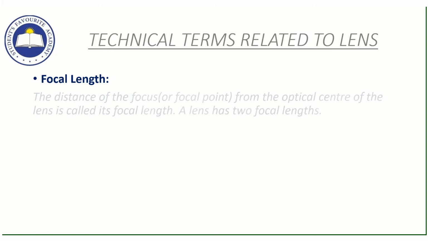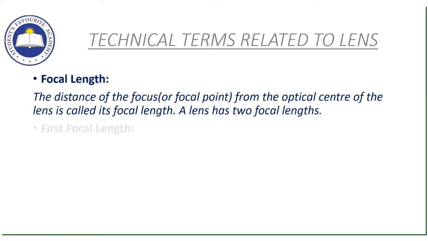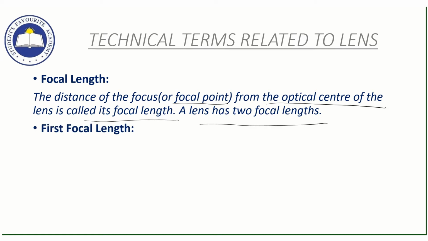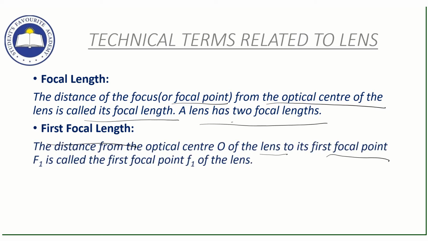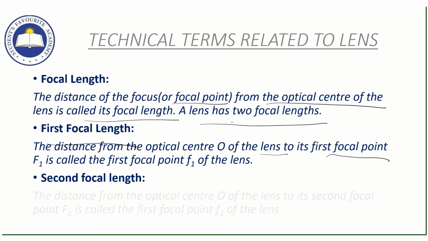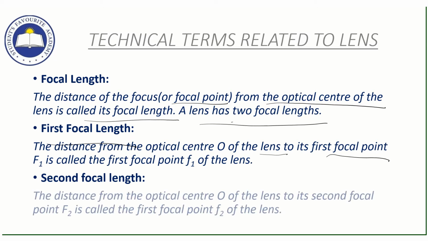Now focal length. The distance of the focus or focal point from the optical center of the lens is called the focal length. A lens has two focal lengths. First focal length is the distance between the optical center of the lens to the first focal point, and second focal length will obviously be the distance from the optical center to the second focal point.